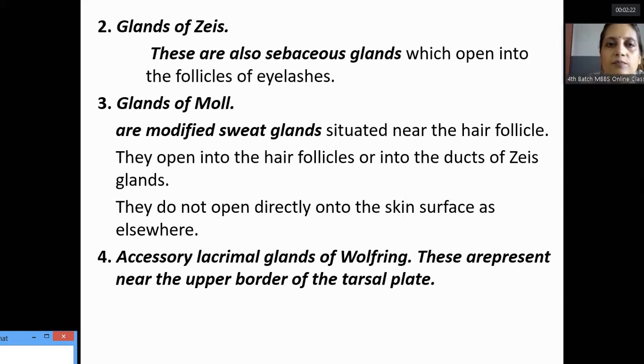The glands of Moll are modified sweat glands, which are situated near the hair follicles, and they open into the hair follicles or into the duct of the gland of Zeis. So the gland of Zeis is the sebaceous gland, you remember, and the Moll is the sweat gland. They do not open directly onto the skin surface as elsewhere. And the accessory lacrimal glands are the glands of Wolfring and Krause. These are present near the upper border of the tarsus plate.